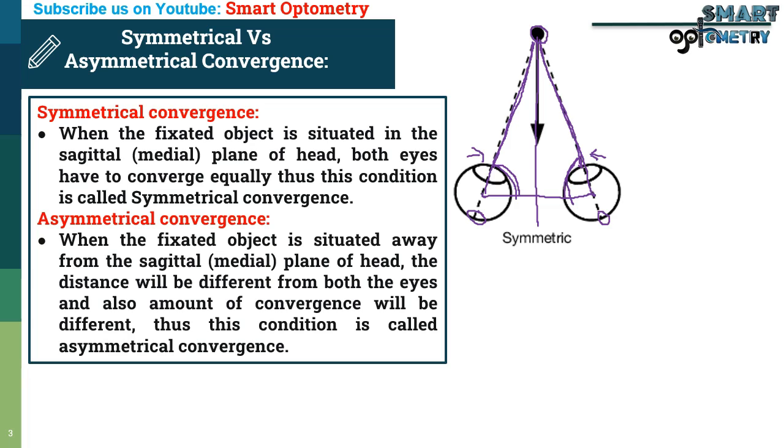Now asymmetrical convergence. When the fixated object is situated away from the sagittal or medial plane of the head, the distance will be different from both eyes and also the amount of convergence will be different. Thus this condition is called asymmetrical convergence.